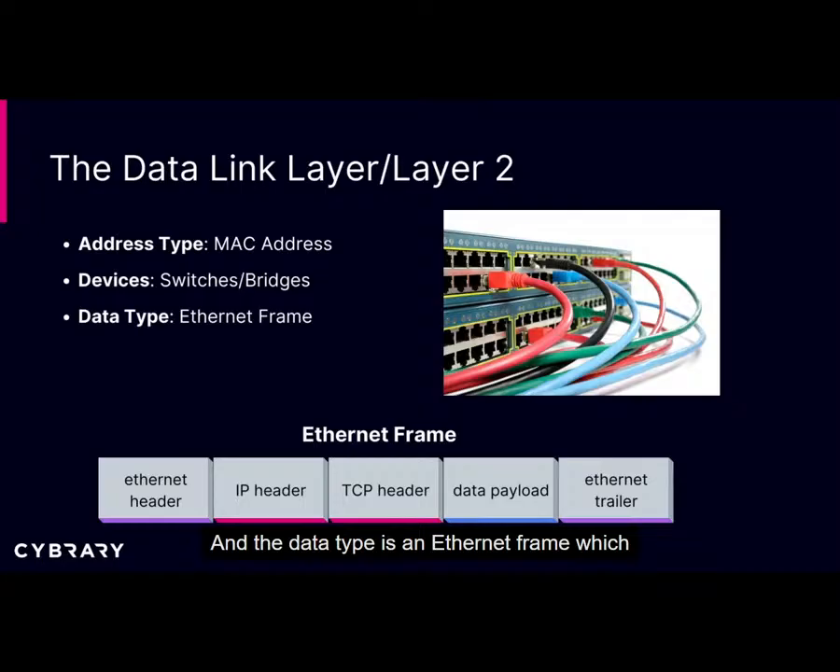The data type is an Ethernet frame, which you can see depicted here, and you can see that it contains multiple parts. These parts get stripped off as the data moves through the layers, but think of it as providing all the information about what the data is and where it needs to go. And if you think about it, the further away from the destination the data is, the more information is needed to get it where it needs to go.